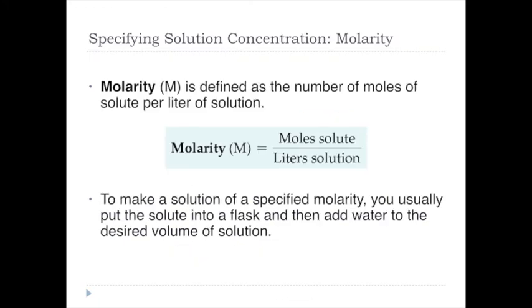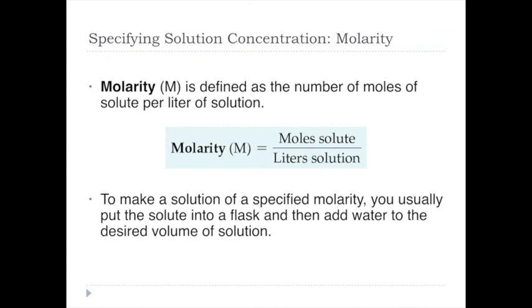Okay, last thing I want to talk about is molarity. Molarity is just a way to measure concentration. And when we talk about concentration, we're talking about the amount of solute that's present in the solution. There's lots of different ways to measure concentration. Molarity is just one of them. It's represented with a big M, and it's moles of solute divided by liters of solution.